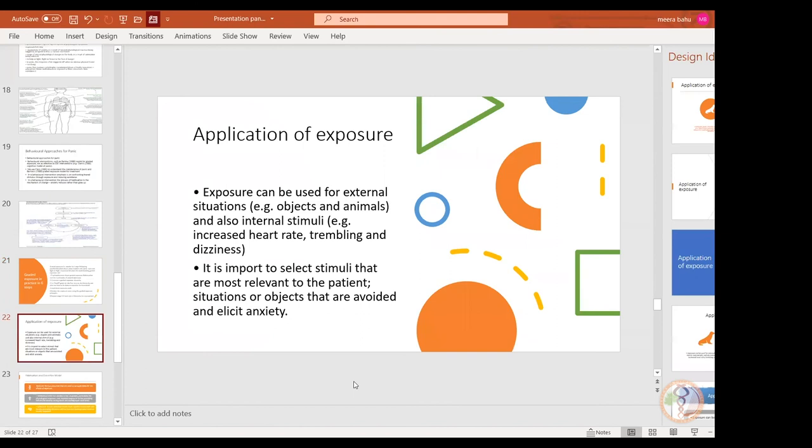Application of exposure. Exposure can be used for external situations and you can use it for internal ones as well. So let's look at it. Increased heart rate, trembling and everything. Those people, you can induce panic. So you will have to induce them, bring panic up. So you have to make them panic. So what are the things that will cause panic?